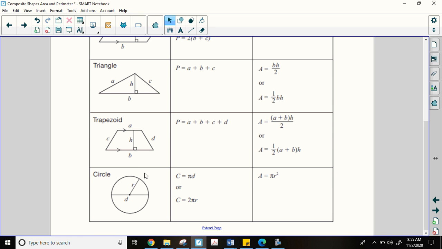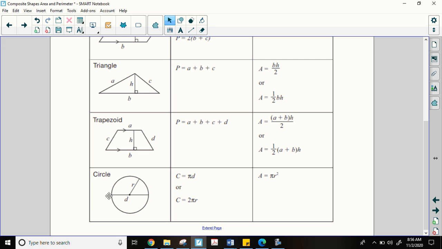And then for a circle, perimeter is known as the circumference for a circle instead of calling it the perimeter. Why did they have to come up with different names for the same thing? I don't know, just to confuse you, probably. And there's two ways that you can find it.